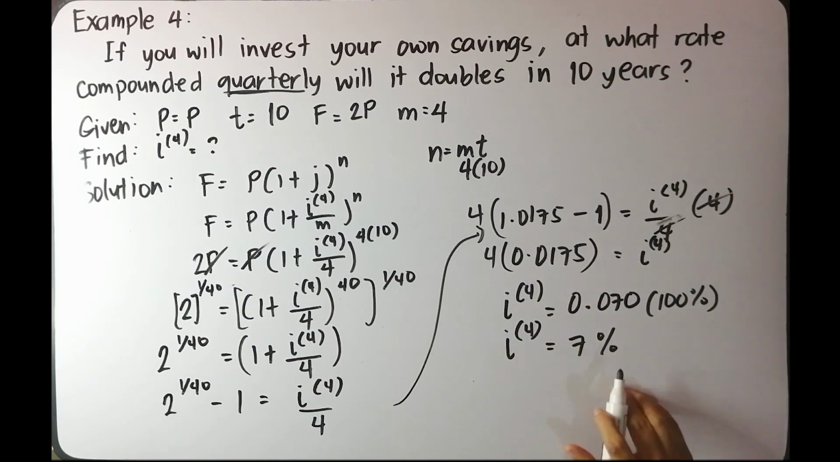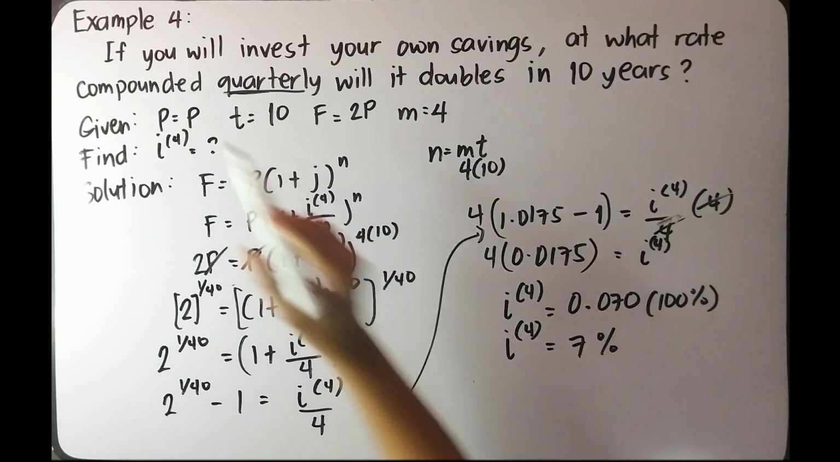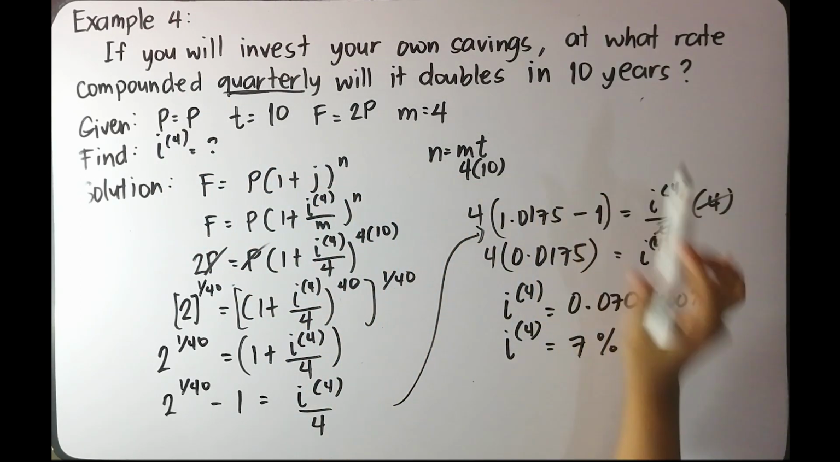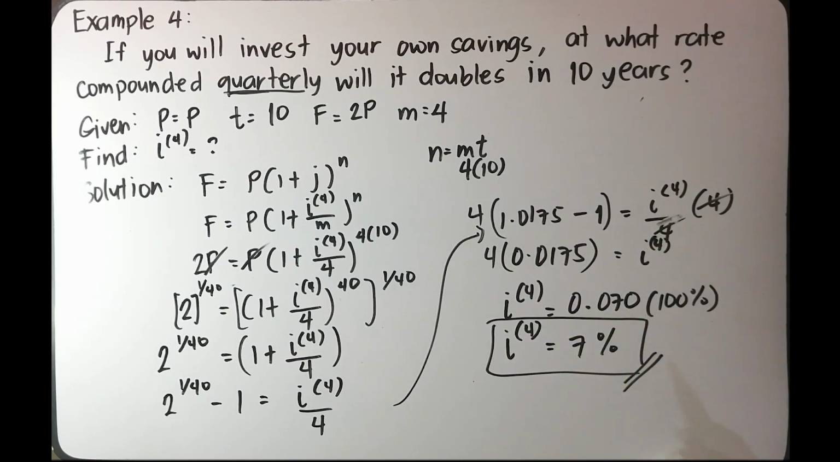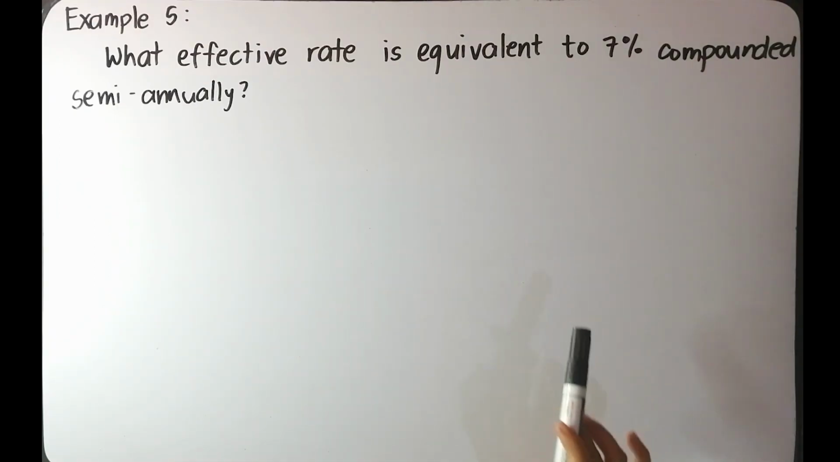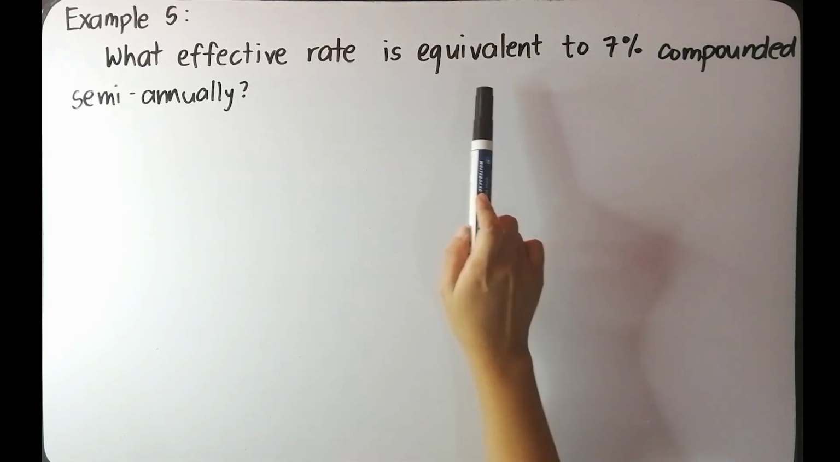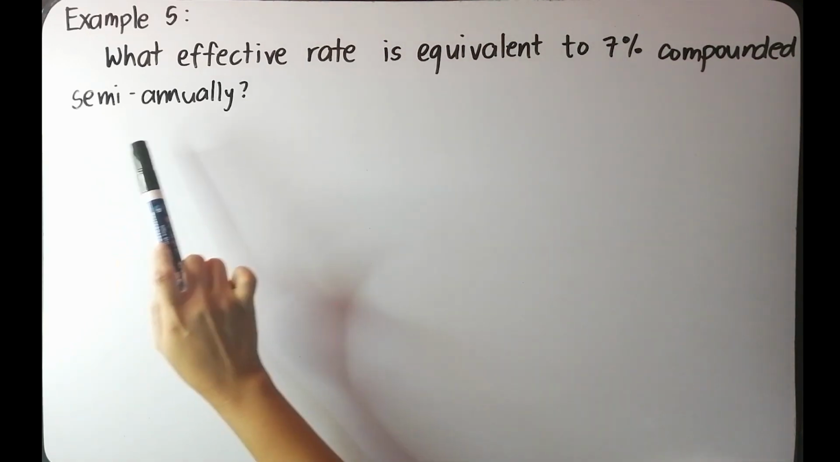So you need to find an investment which offers 7% compounded quarterly to double your savings in 10 years. This is our i, or the interest rate, which should be compounded quarterly. For our last example problem, we have example 5. What effective rate is equivalent to 7% compounded semi-annually?